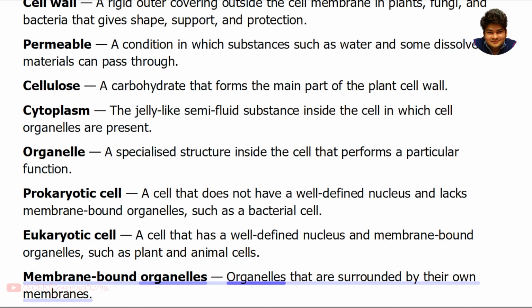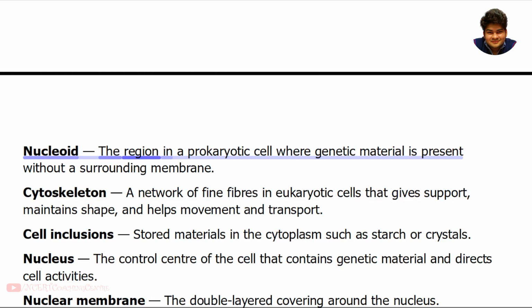Membrane-bound organelles, organelles that are surrounded by their own membranes. Nucleoid, the region in a prokaryotic cell where genetic material is present, without a surrounding membrane. Cytoskeleton, a network of fine fibers in eukaryotic cells that gives support, maintains shape, and helps movement and transport. Cell inclusions, stored materials in the cytoplasm such as starch or crystals.